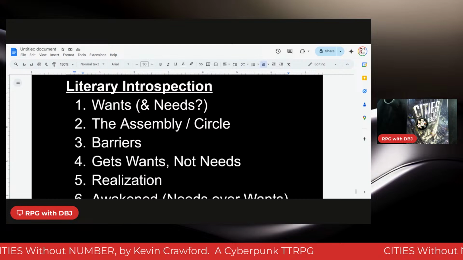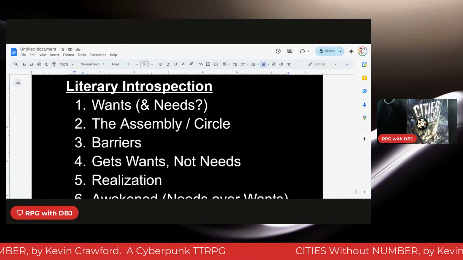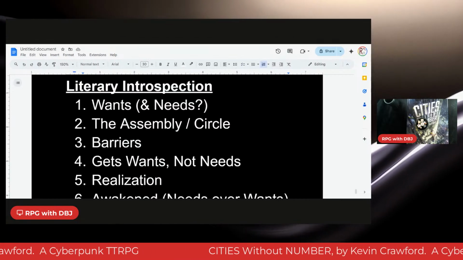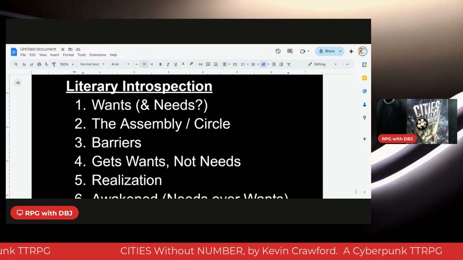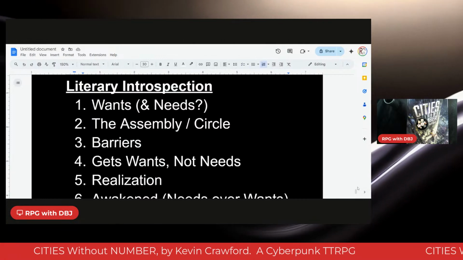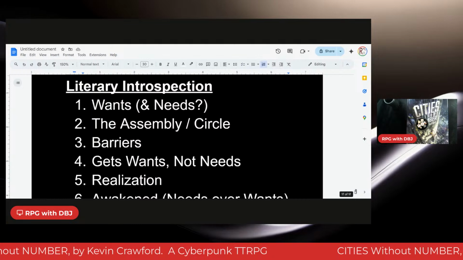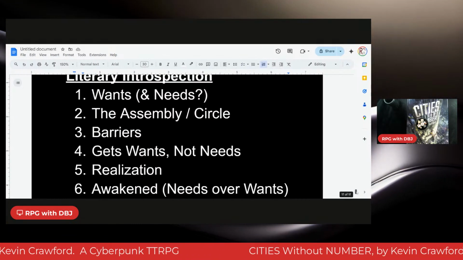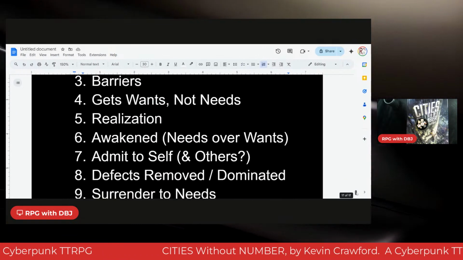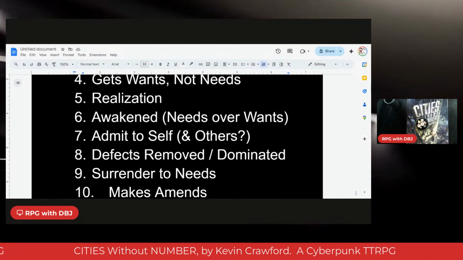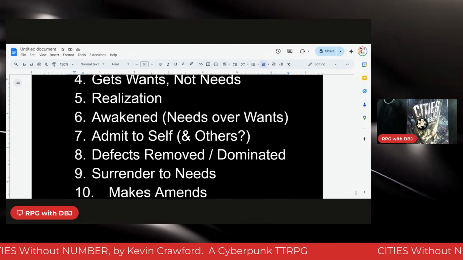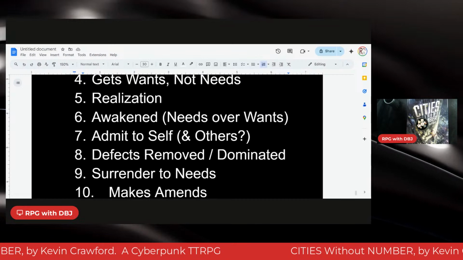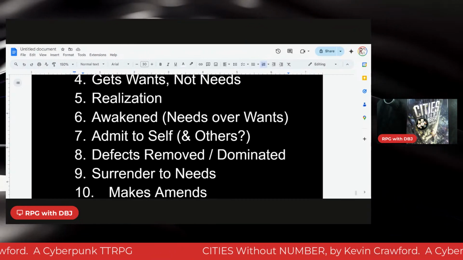Take a look at the movie Logan, and that's exactly about the wants and needs. The character gets their wants, but not their needs. For the most part, that usually is what happens. They get what they want, but they don't get what they need, and then they have a realization at some point that they've gotten what they want, and they're like, "This isn't really what I wanted.